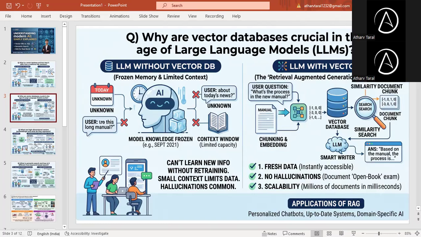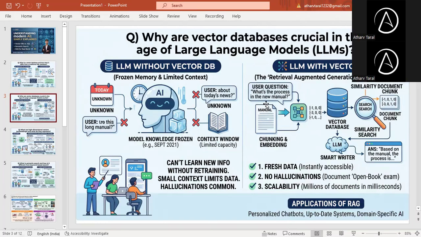When a user asks a question, three things happen. First, we turn the text question into a vector. The user question, for example, is: what is the process in the new manual?